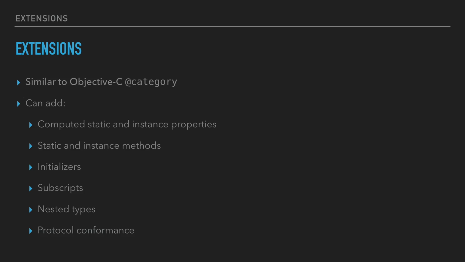Now, extensions are pretty similar to Objective-C categories in that you get a little bit more power, but they have some of the same restrictions as well. You can add static and instance properties, but just computed. You can't have stored properties. Static and instance methods, initializers, subscripts, nested types, and protocol conformance, which is one that's very convenient for breaking your code into different parts.